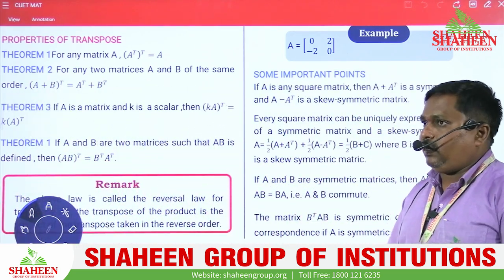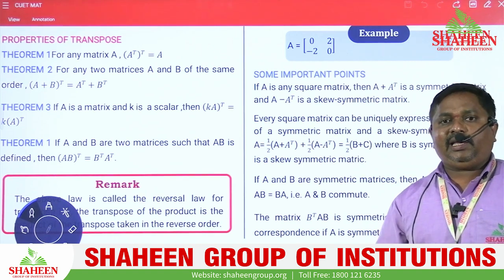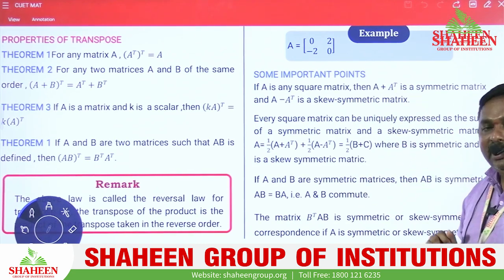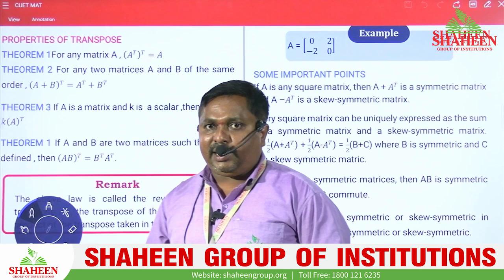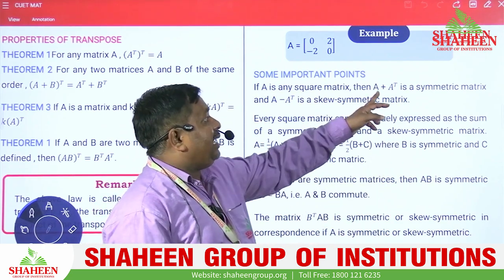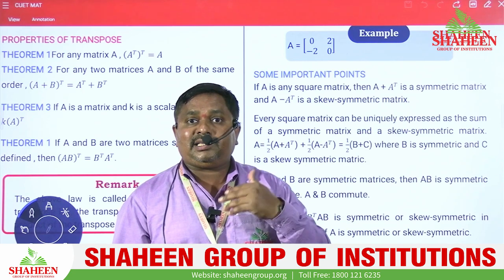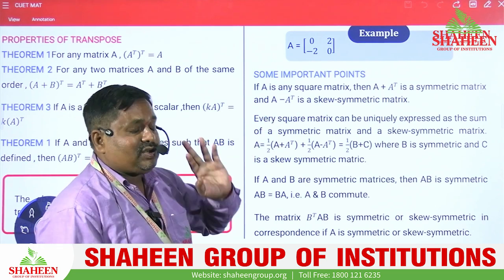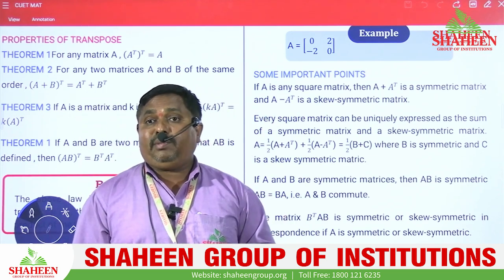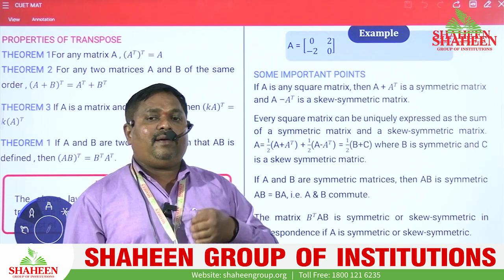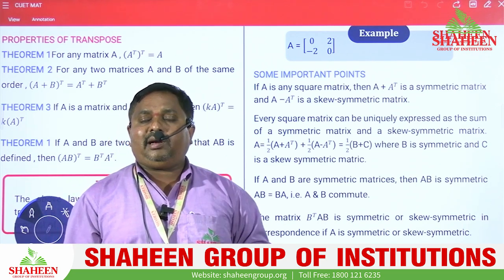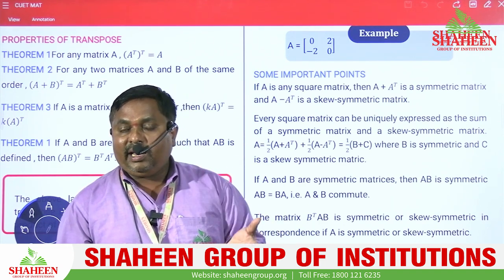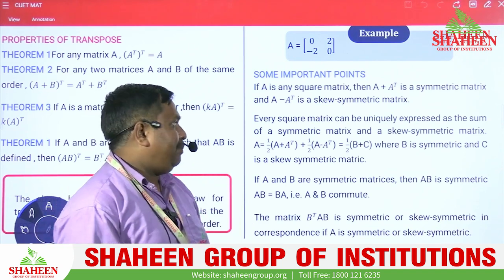One thing you remember: if A is a square matrix and A transpose, A power t, is its transpose, then A plus A dash is always a symmetric matrix. A plus A dash क्या होता है? Symmetric matrix होता है. And A minus A dash is always a skew symmetric matrix. Okay. If we have a square matrix A and the transpose matrix is A dash, then always A plus A dash is symmetric and always A minus A dash is a skew symmetric matrix.